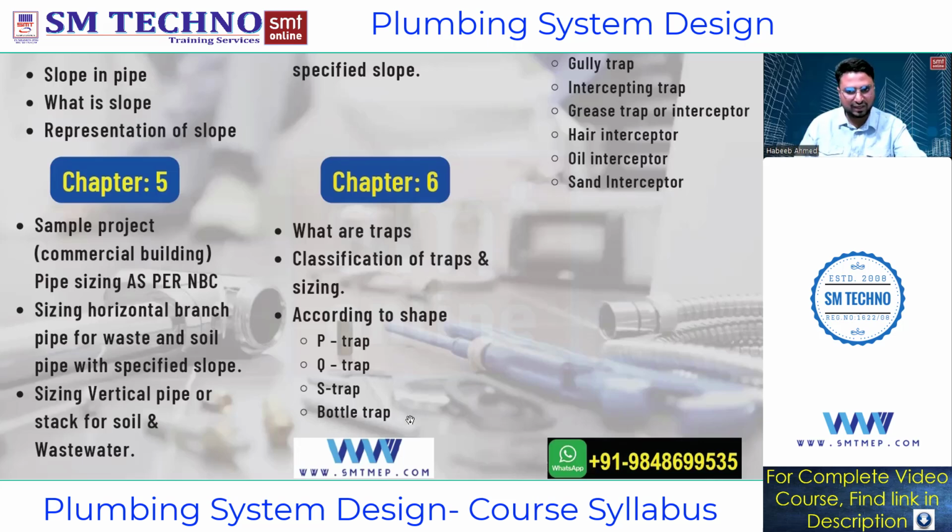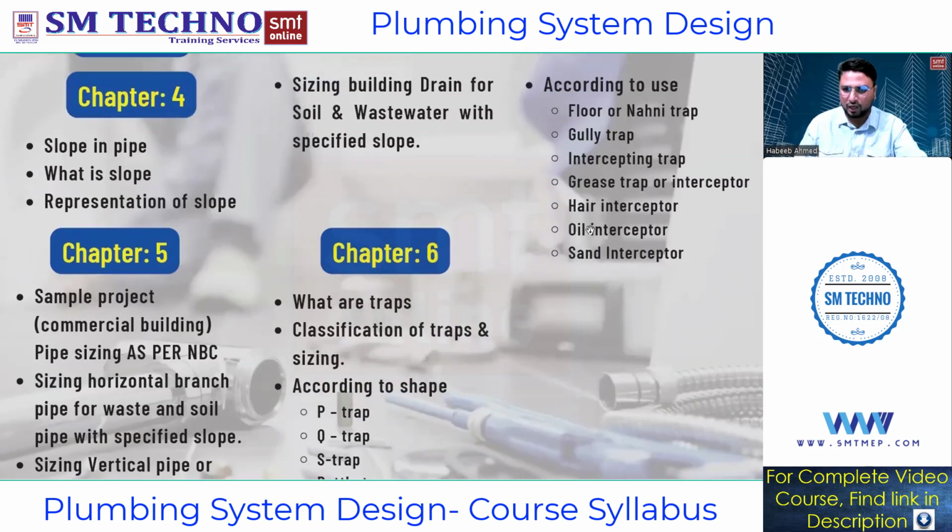What is the significance of this, what is the benefit of having these traps, what do traps prevent, or what are they used for? We'll be seeing this as per IPC standards also. And according to use, as I just said, it is categorized into 2, according to shape and according to use. According to use, there are floor trap or Nahani trap, second is a gully trap, next is an intercepting trap. Then there are grease trap or interceptor, hair trap, oil trap, and sand trap.